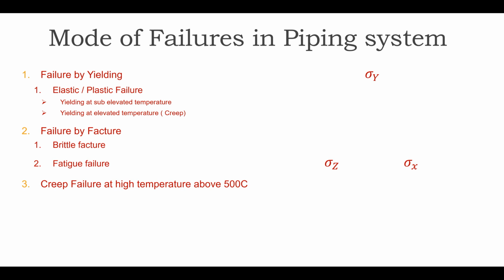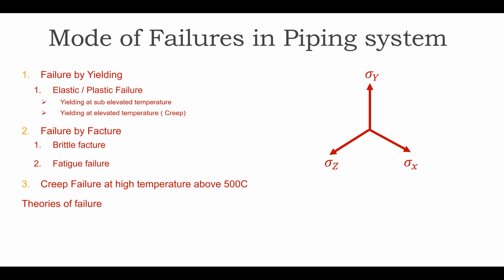The third one is creep failure at high temperature, which is normally considered above 500 degrees centigrade. The material fails because of elevated temperature. Theory of failures. The failure theories most commonly used in piping design are maximum principal stress theory and maximum shear stress theory, which is also known as Tresca criteria.